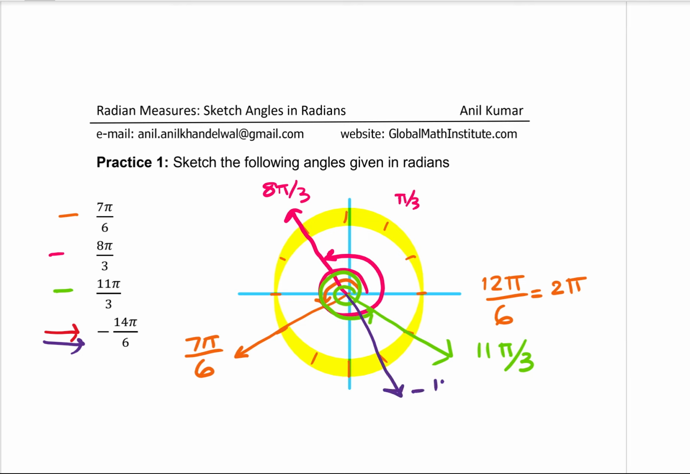That should be minus 14 pi by 6. So I hope you got similar answers to the ones we got here. That means we have to go one full circle, right? And then two more. So that is what we have for 11 pi by 6. So have a close look at it. Try to understand how we got all these angles.